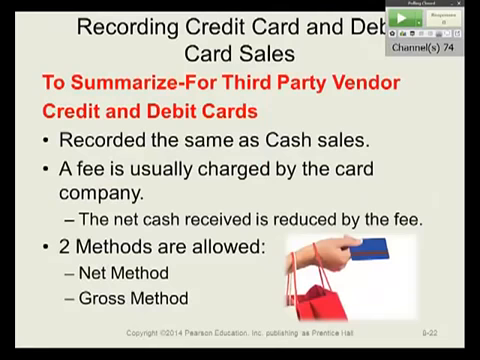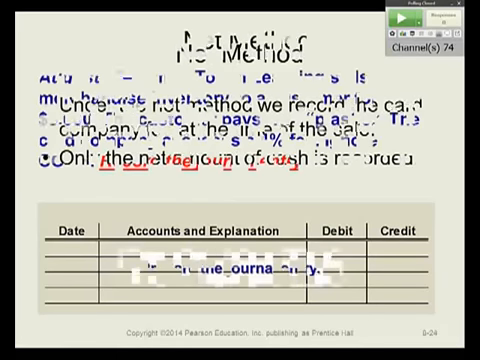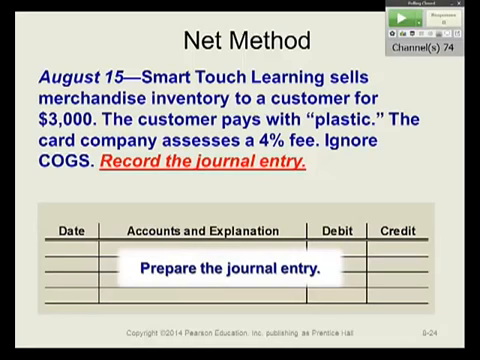Again, we treat them the same as cash sales, and there's your summary. Cash sales or credit card or third-party vendor sales are treated the same as cash sales. And here are the two methods. Let's see the net method first. The net method records the credit card fee as an expense immediately, as soon as the sale is made. So let's say that our friend Smart Touch Learning sells inventory to a customer for $3,000, and there is a fee of 4%, so that's $120. So they know that when they sell this for $3,000, there's going to be a 4% fee.